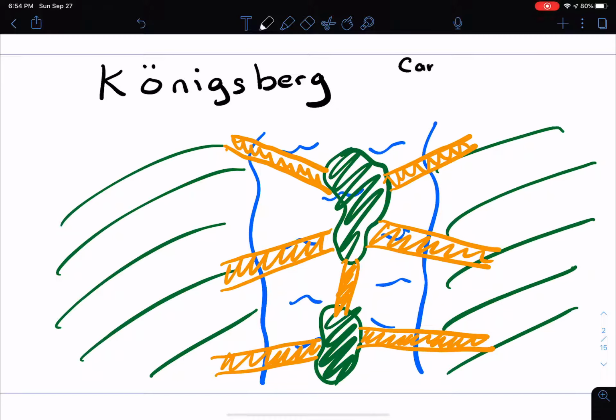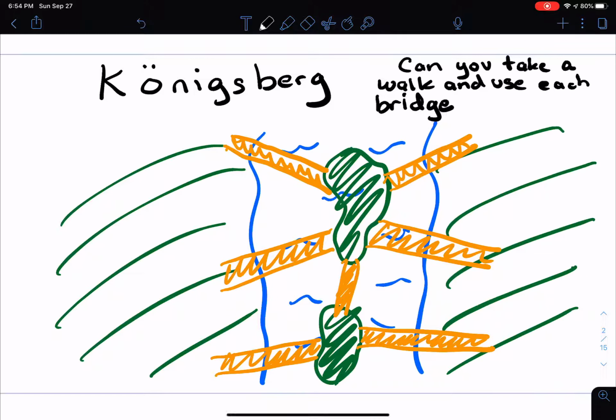So it's kind of this question: can you take a walk and use each bridge exactly once? They didn't have to necessarily get back to where they started. They just wanted to use each bridge exactly once. So they weren't even asking to get back home. They were just saying, can I just use each bridge once on my walk at all?